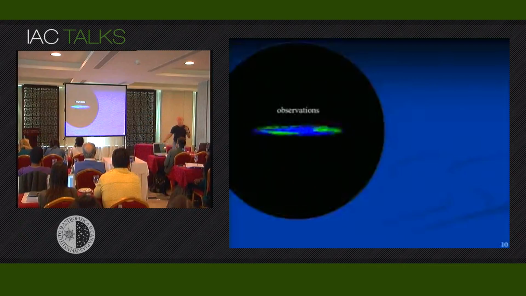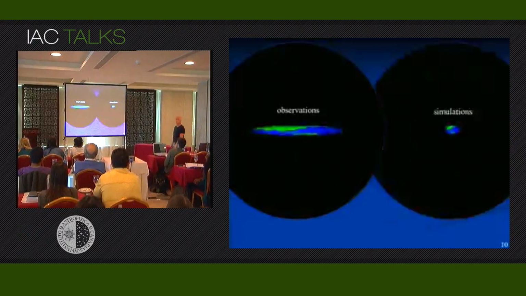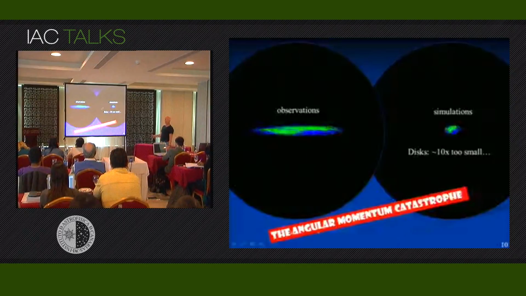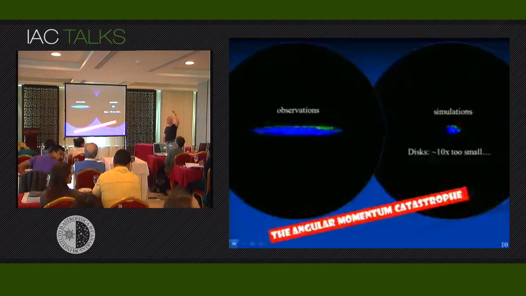Here is what observations tell us about these galaxies. We have large disks rotating inside large halos. This is what simulations tell us. You have small galaxies, maybe a factor of 10 smaller than on the left. I didn't measure this. This is what one would call the angular momentum catastrophe. There is a clear disagreement between observations and simulations.